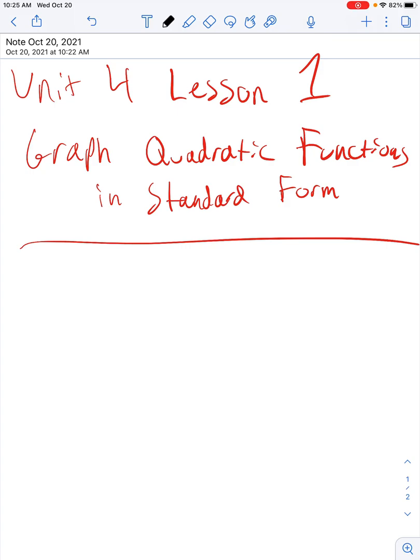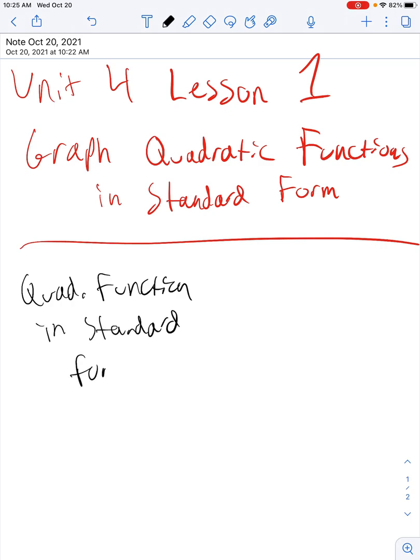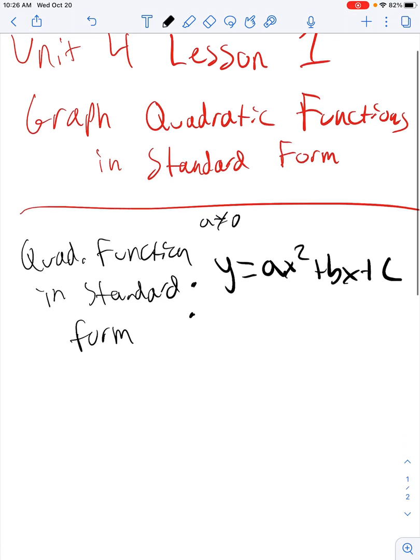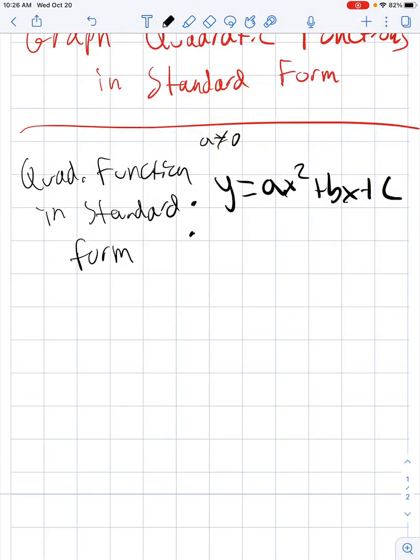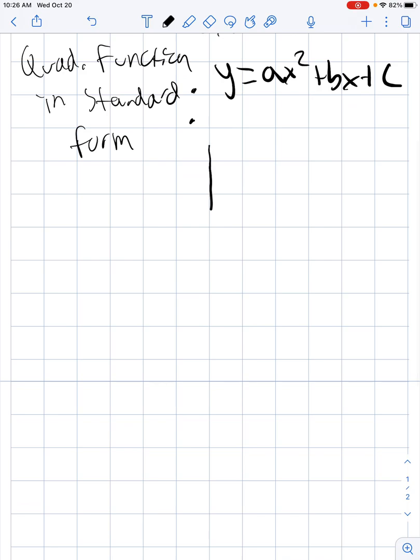So we've got these things called quadratic functions. A quadratic function in standard form looks something like this: y equals ax squared plus bx plus c. And a cannot equal 0, because then it wouldn't be quadratic. So our basic graph of a quadratic looks something like this.